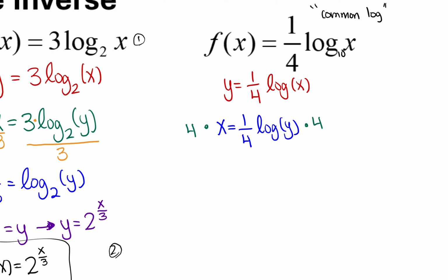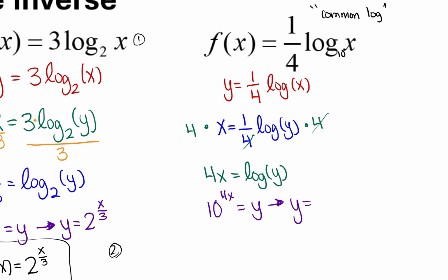From there, on the right-hand side, the 4's cancel out. And on the left-hand side, you're left with 4x is equal to 1 times the logarithm will remain the same, so log of y. So did I get my logarithm all by itself? Yes, I did. So my next step is to convert this to the exponential form. So this will leave me with 10 to the power of 4x is equal to y. Or essentially, y is equal to 10 to the power of 4x.